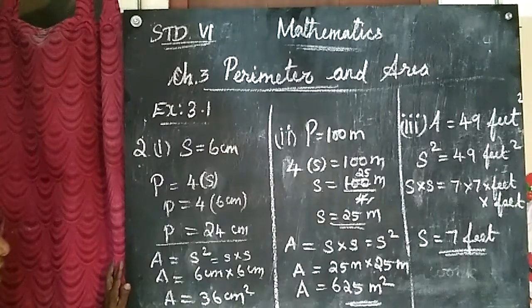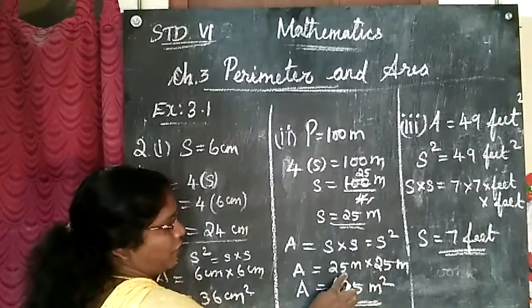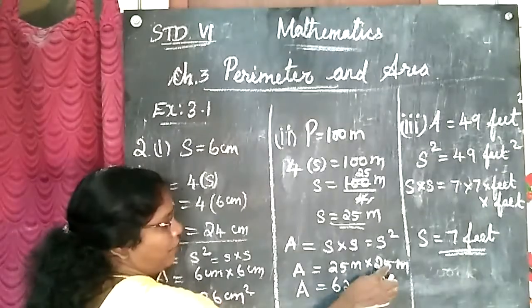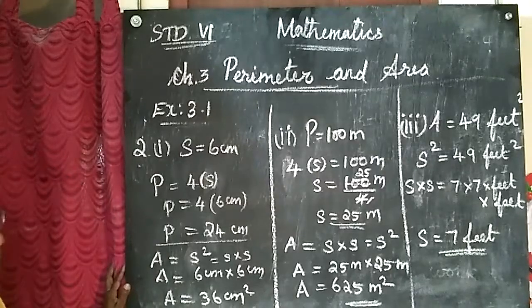Using this, let's find out area. Area is what? S into S, S square. What is S? 25 meter into 25 meter. 25 into 25 is 625 meter square.